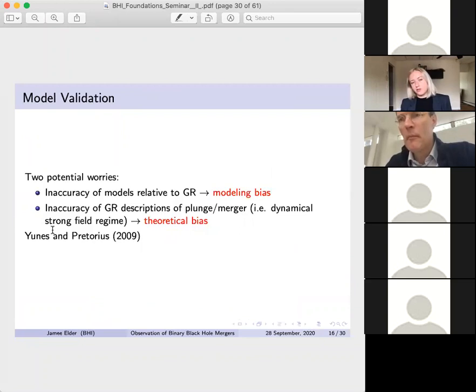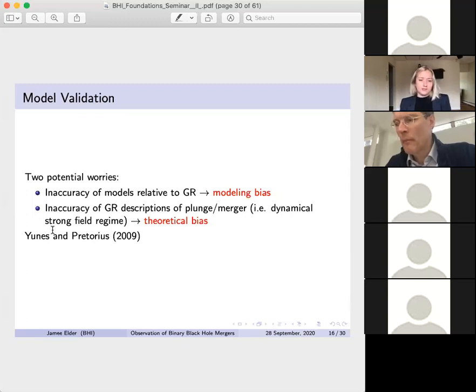So, right, all of these problems are arising in part because of the question about whether or not the models being used are good descriptions of the systems in question and the resulting gravitational waves. And there's two potential worries here. Firstly, that the models are inaccurate relative to general relativity.